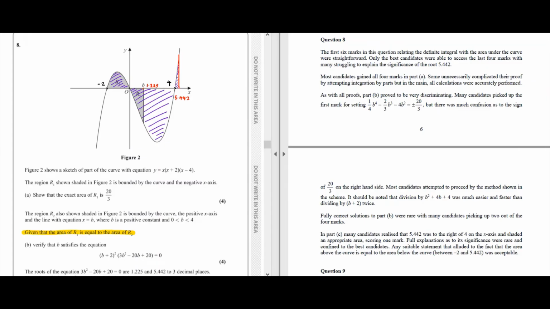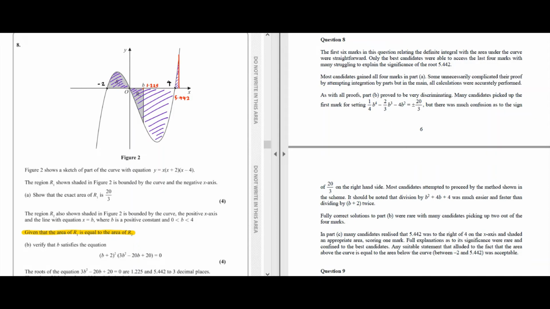Question number 8. The first 6 marks in this question relating the definite integral with the area under the curve were straightforward. Only the best candidates were able to access the last 4 marks, with many struggling to explain the significance of the root 5.442. Most candidates gained all 4 marks in part A, which is good. Some unnecessarily complicated their proof by attempting integration by parts, but in the main, all calculations were accurately performed. As with all proofs, part B proved to be very discriminating.